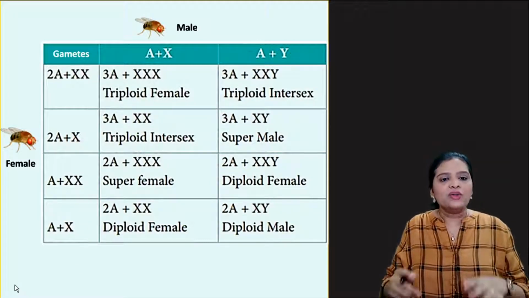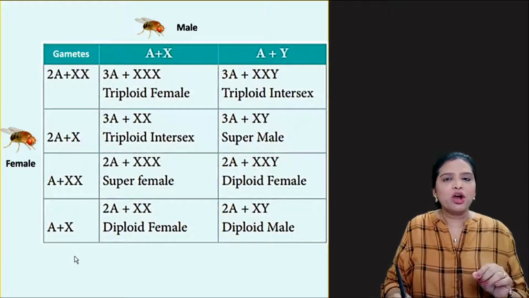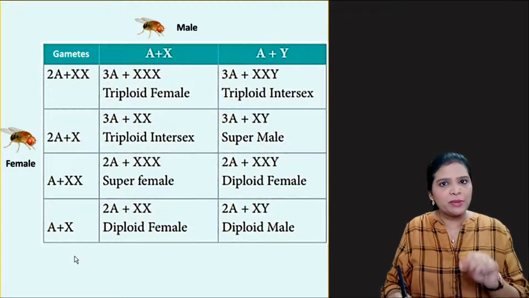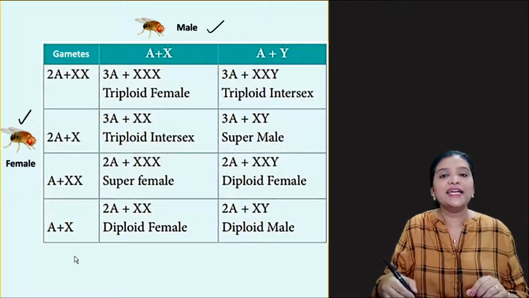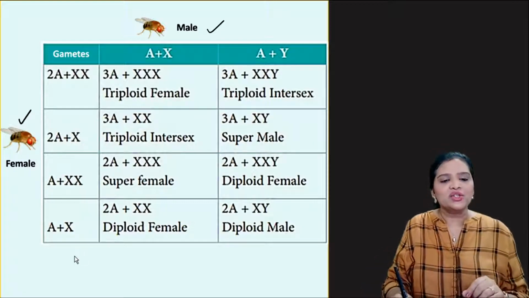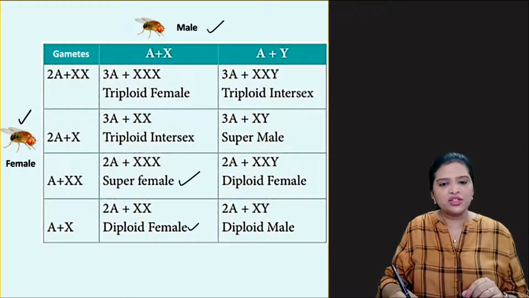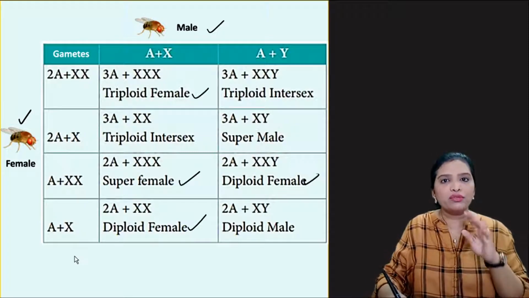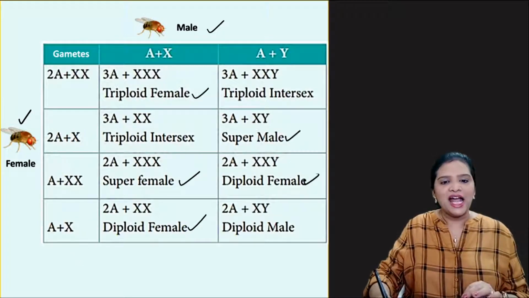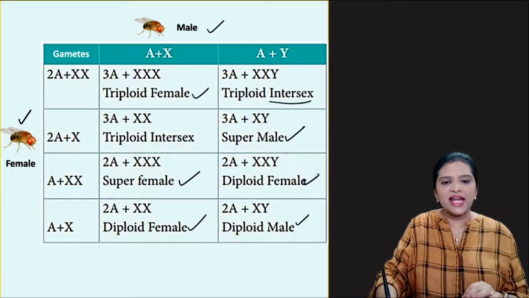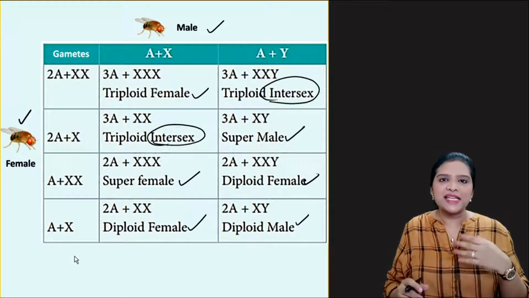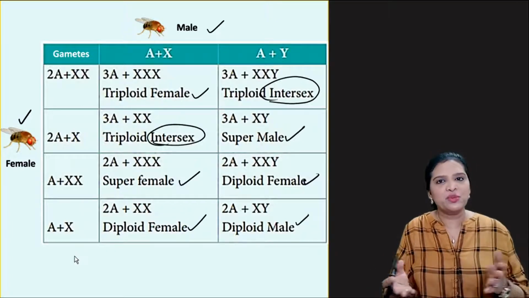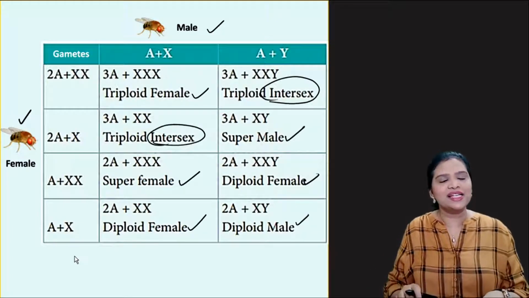Got it? So these are the 8 different combinations in which the offsprings are produced when Bridges crosses a triploid female with a diploid male. So here you see 1, 2, 3, 4 female offsprings are produced and 2 male offsprings are produced, and these 2 are intersex. What do you mean by intersex? It is neither a female nor a male, in between a female and a male. So this is called intersex.